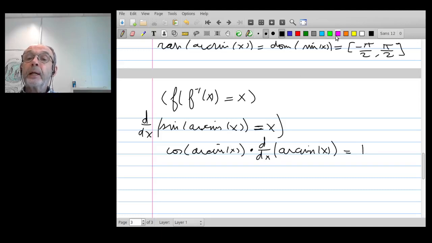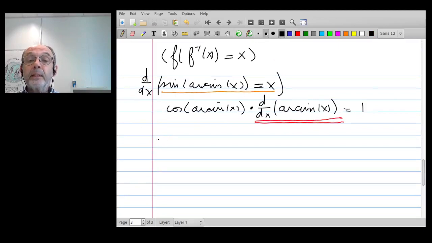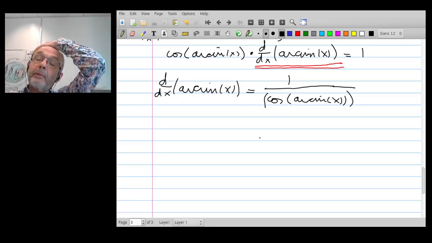I have differentiated this equation above with respect to x and nothing else. And here I see what I am searching for, the derivative of the arcsine function. If you write it a little differently, you can see that the derivative of the arcsine function becomes equal to 1 divided by the cosine of the arcsine function. Okay, and now the question is, what can we do with that?